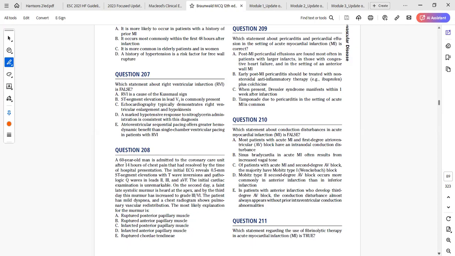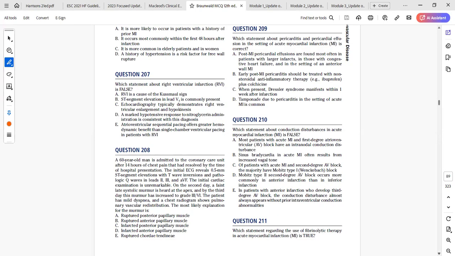A 60-year-old man is admitted to the coronary care unit after 14 hours of chest pain that had resolved by the time of hospital presentation. The initial ECG reveals 0.5 millimeter ST segment elevation with T-wave inversion and pathologic Q waves in leads 2, 3, and aVF. The initial cardiac examination is unremarkable. On the second day, a faint late systolic murmur is heard at the apex, and by the third day, this murmur has increased to grade 3/6. The patient has mild dyspnea, and the chest radiogram shows pulmonary vascular redistribution.